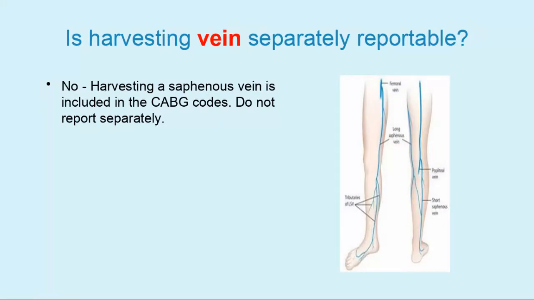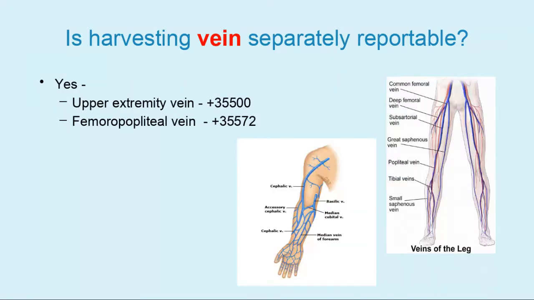Now let's look at harvesting for veins. If it's a saphenous vein, the guideline says no, you don't code that separately. That's part of the CABG code. This is the most common site for a vein. On the other hand, harvesting of these veins can be reported separately using add-on codes. Upper extremity vein, add-on code 35500, femoral popliteal vein 35572. So these are yes, the saphenous is no.